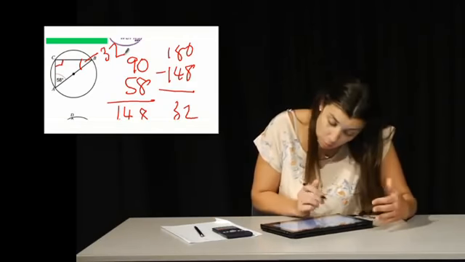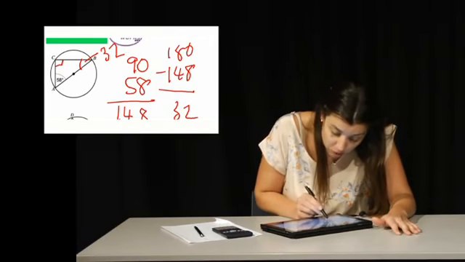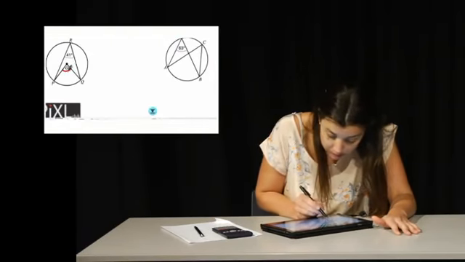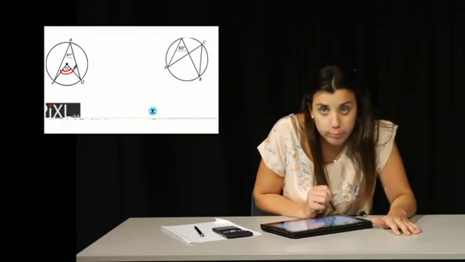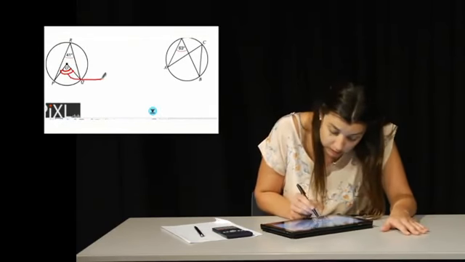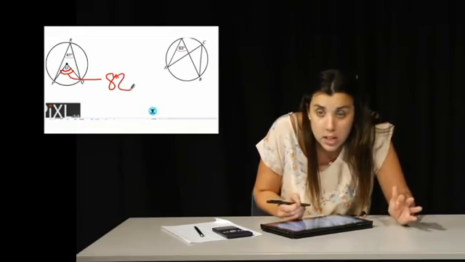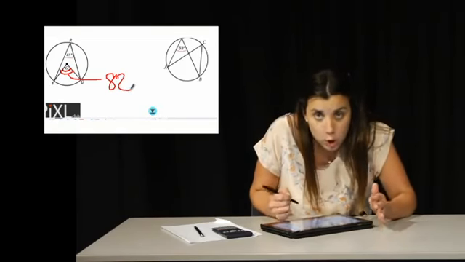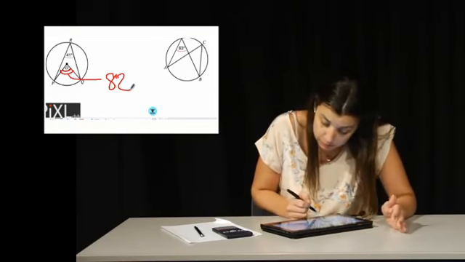And our last two, we've seen this one before. We've got 41 at the edge on the circumference, and this one is going to be double. So double 41 is going to give us 82. Reason: angles at the centre are twice the angles at the circumference.